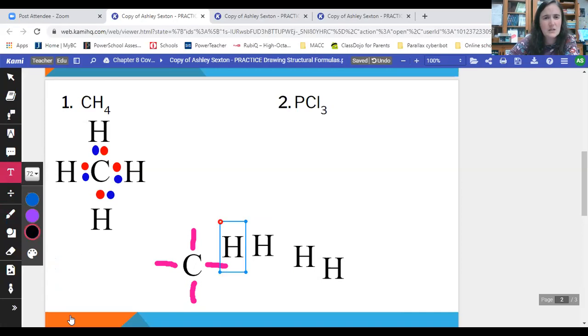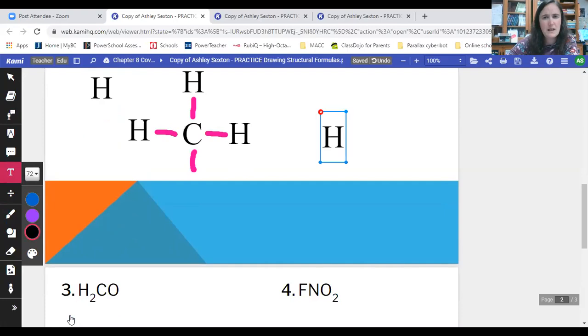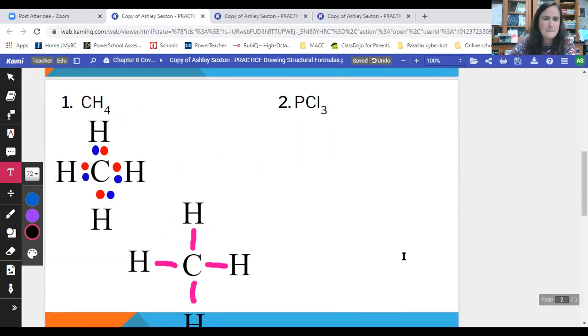Then I'm going to move my H's. So there's a bond, here's a bond, here's a bond, and then here's my last bond. Okay? Are we both good? Everybody good? Yeah. That one's pretty simple.